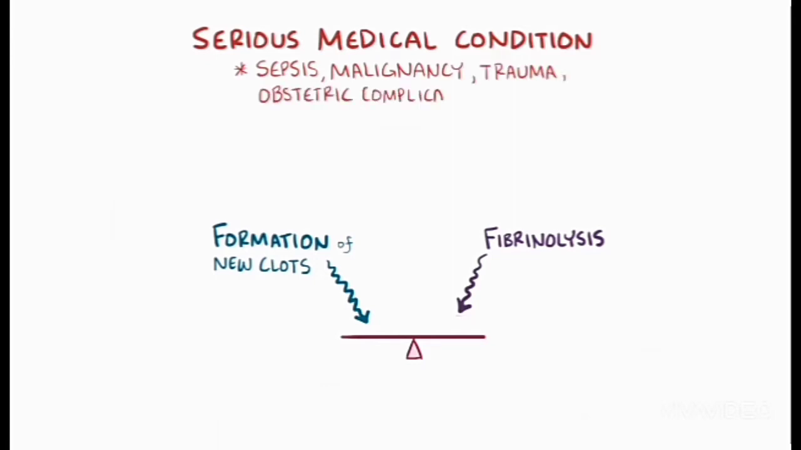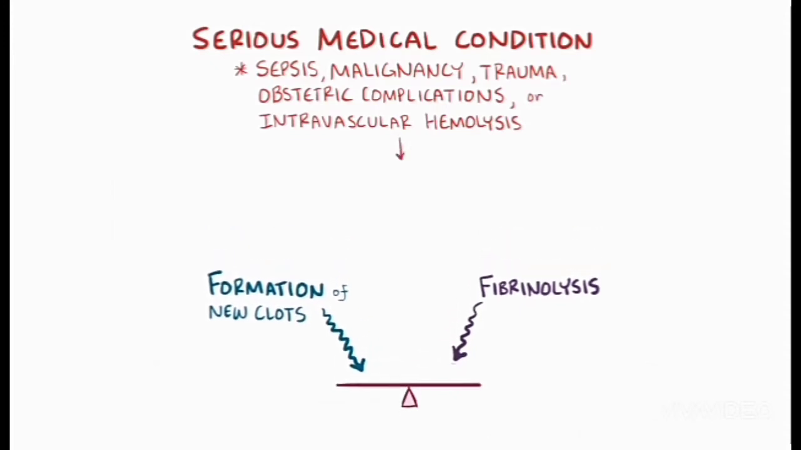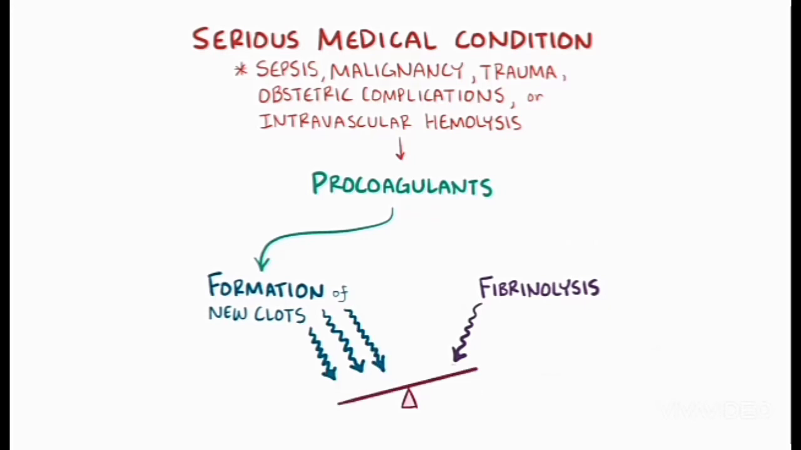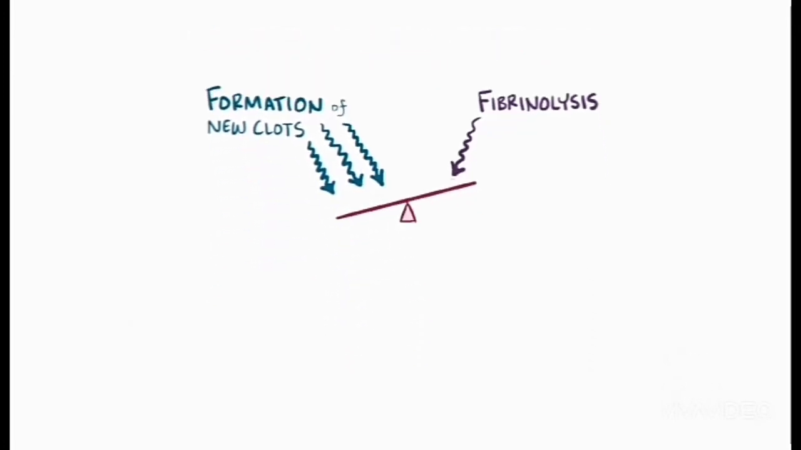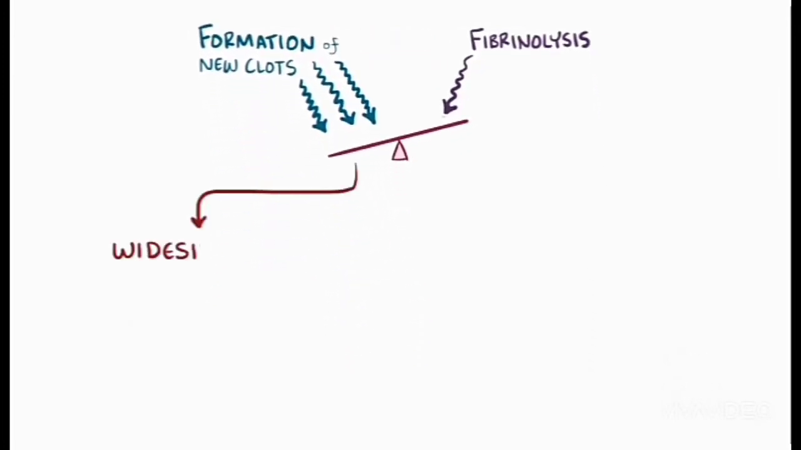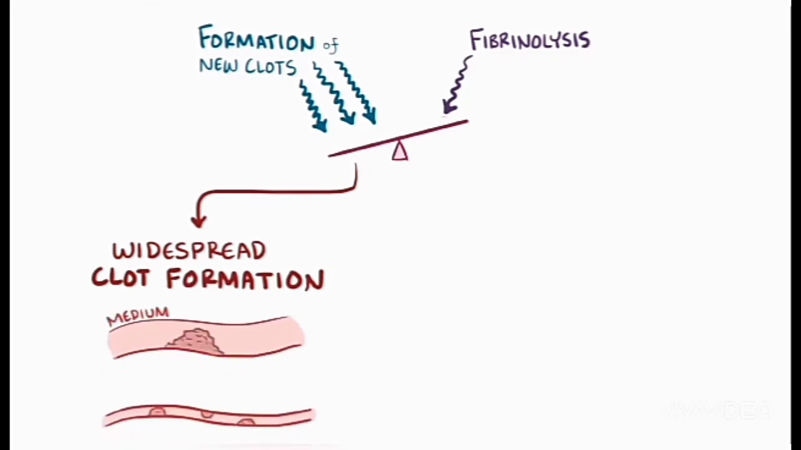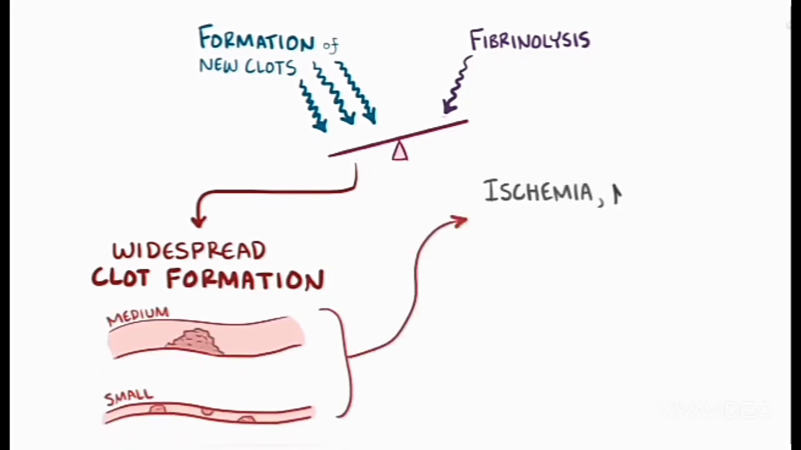In some serious medical conditions such as sepsis, malignancy, serious trauma, and obstetric complications, there can be a release of procoagulants that tips the scale in favor of clot formation. Procoagulants can be proteins like tissue factors, or bacterial components like lipopolysaccharides, or even some enzymes as well, which further activate the clotting factors. In response, the coagulation pathway goes into overdrive, resulting in widespread clot formation in blood vessels, resulting in ischemia, necrosis or organ damage as well.